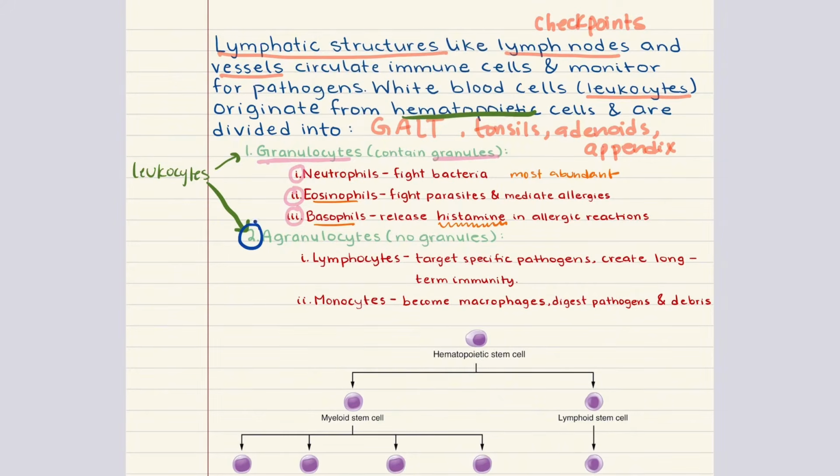Agranulocytes, on the other hand, they lack visible granules and they include lymphocytes and monocytes. Lymphocytes are key players in adaptive immunity.